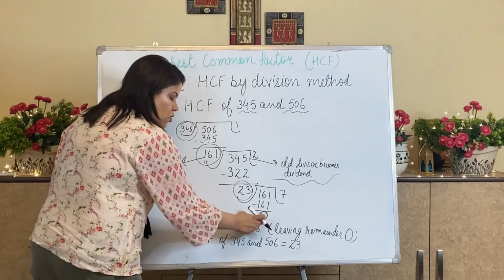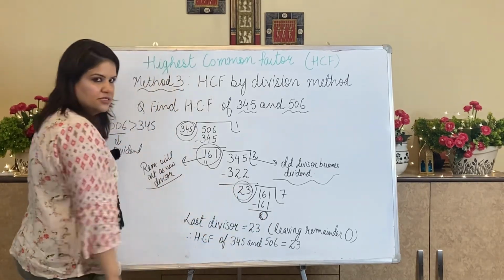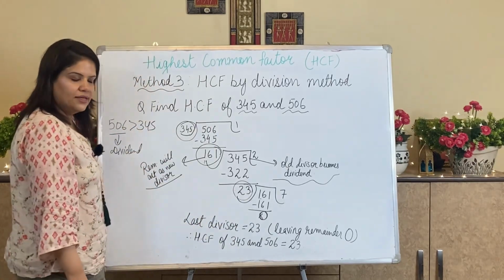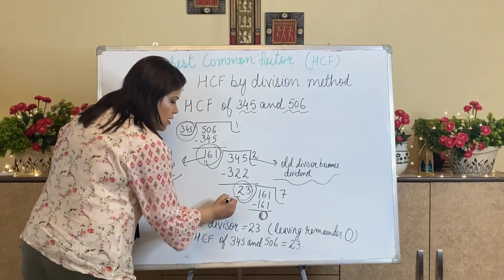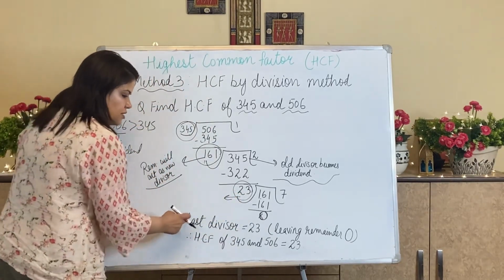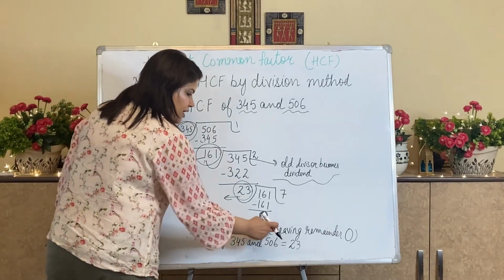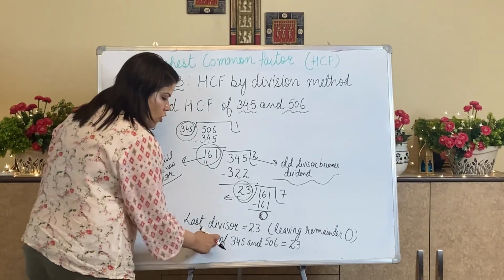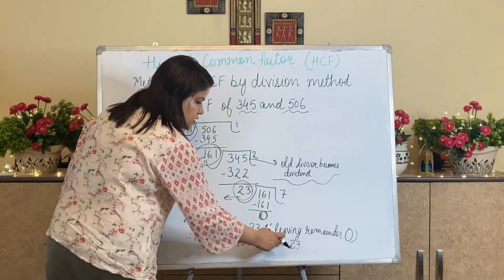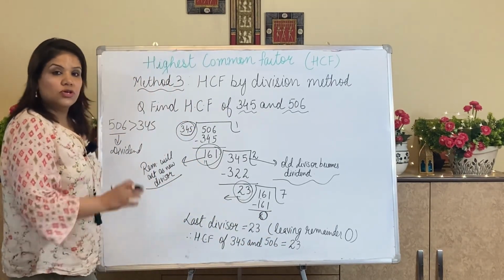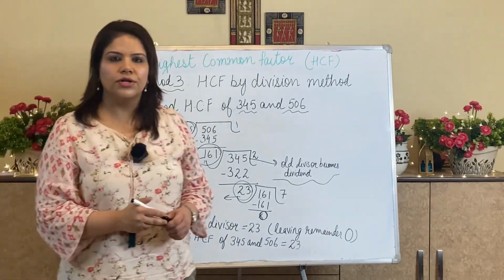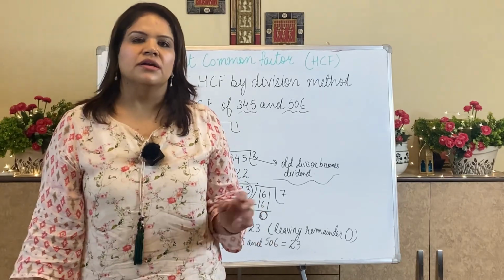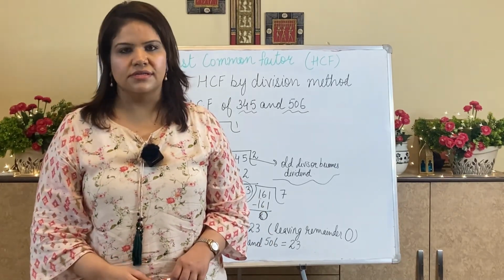Since it is 0 and 23 is the last divisor, remainder is coming 0 with this divisor 23. So this is my last divisor. Last divisor is equal to 23, leaving remainder 0. Therefore, HCF of 345 and 506 is 23. So you have to go on continue dividing till we get remainder as 0 and the last divisor will act as HCF.